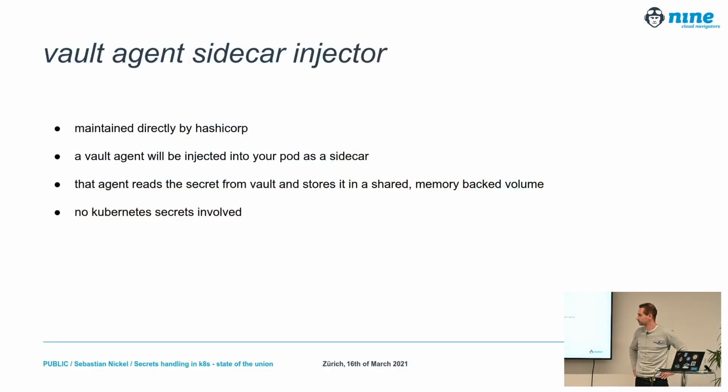The Vault Agent Sidecar Injector. As you have just seen, sadly you haven't seen it, that it wasn't updated, but it should. There is another thing which comes directly from HashiCorp, that's the Vault Agent Sidecar Injector. It's a different way of handling the secret because it will also read from Vault, but it will not put all the stuff into a Kubernetes secret. Instead, a sidecar in your pod will be started, which fetches the secret and writes it to a local shared volume of type memory. So it doesn't even go to disk, it's only in memory, and no Kubernetes secret is involved.